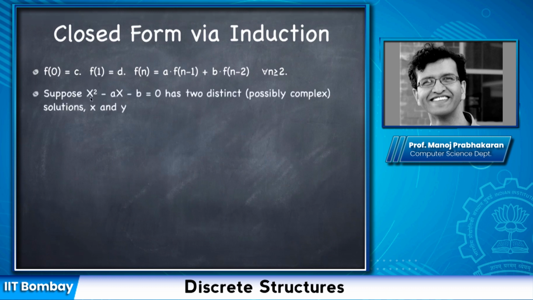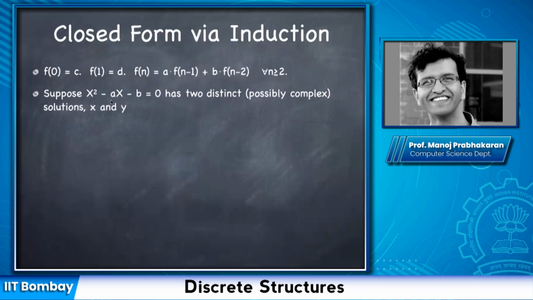So I'm going to look at this curious quadratic equation here in a variable denoted by capital X. The quadratic equation is x squared minus ax minus b equal to 0. So a and b are the coefficients of fn minus 1 and fn minus 2. There is a negative sign here because you could think of writing this recurrence relation as fn minus a times fn minus 1 minus b times fn minus 2 equal to 0. So this quadratic equation simply corresponds to what's called the characteristic equation of this recurrence relation.